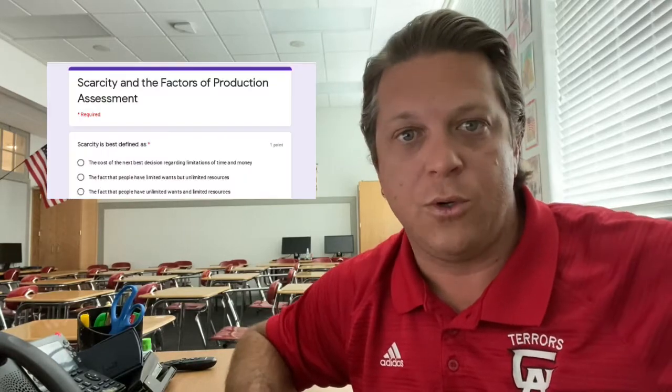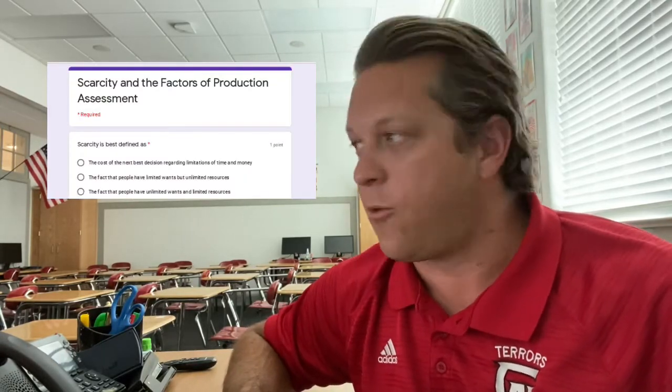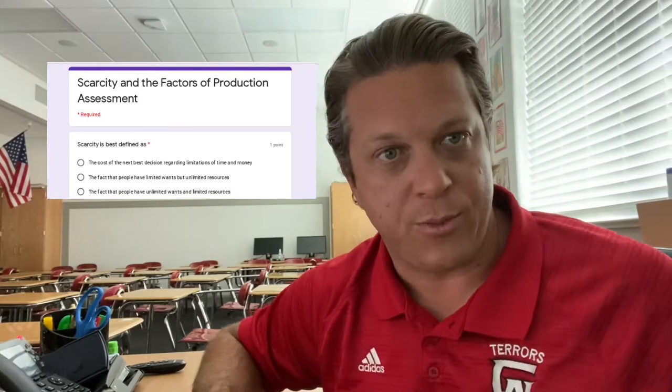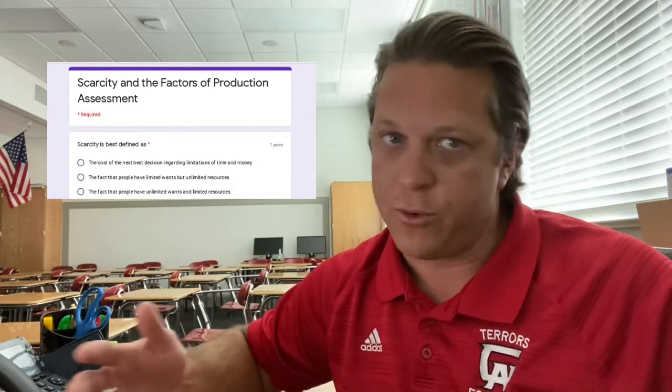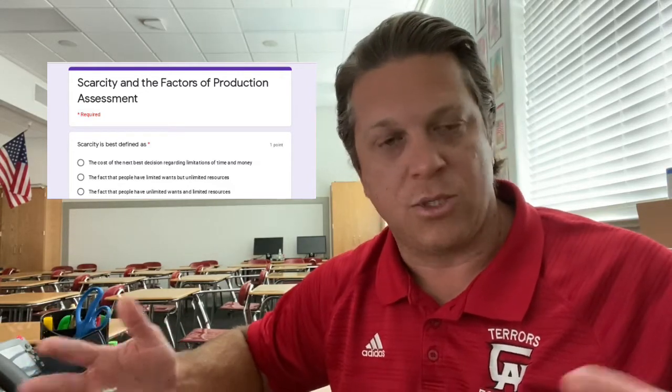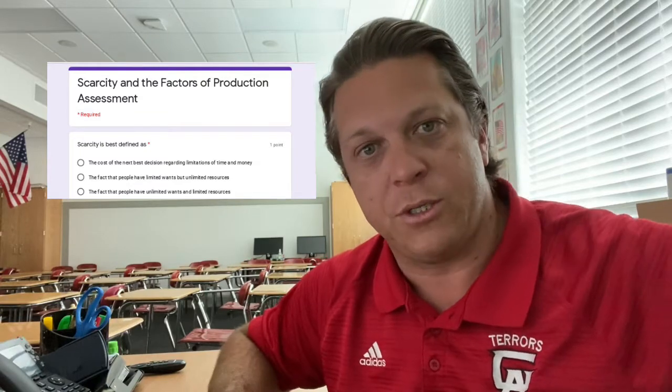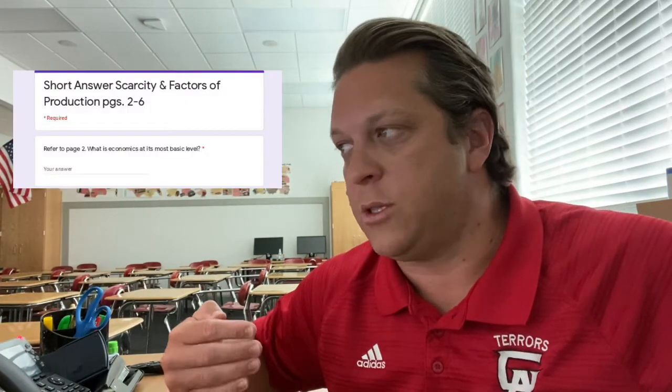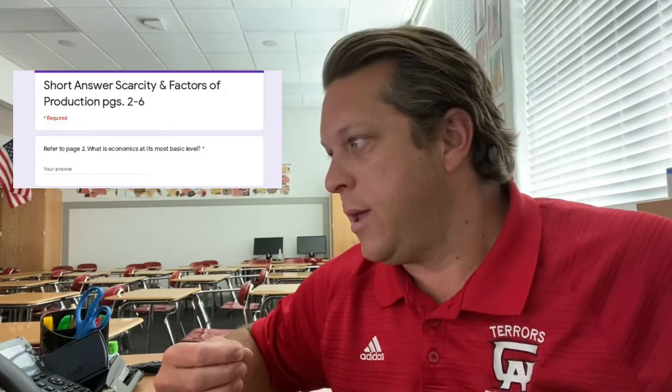Okay, so now we're at the point where you're going to take your assessment. So what you're going to do is go ahead and answer the questions from the scarcity and factors of production assessment. And then later on we have our interactive Google Meets, so we can go through some of those questions and see if you guys have any stumbling blocks on them. But go ahead and answer those questions. It'll give you your grade after you're done with the response. Once you're done with your assessment, you're going to complete the short answer, scarcity and factors of production, pages 2 through 6.